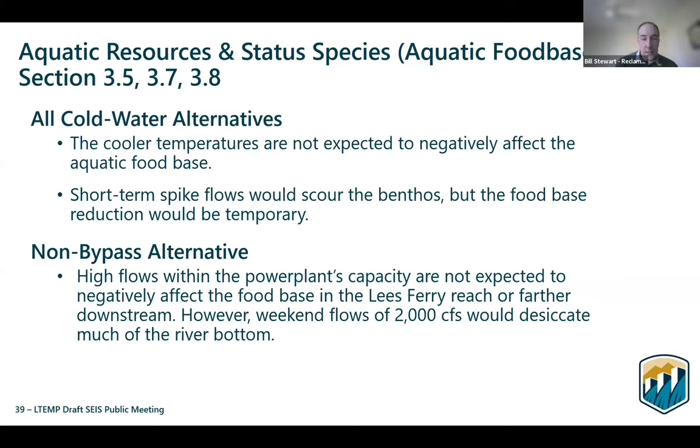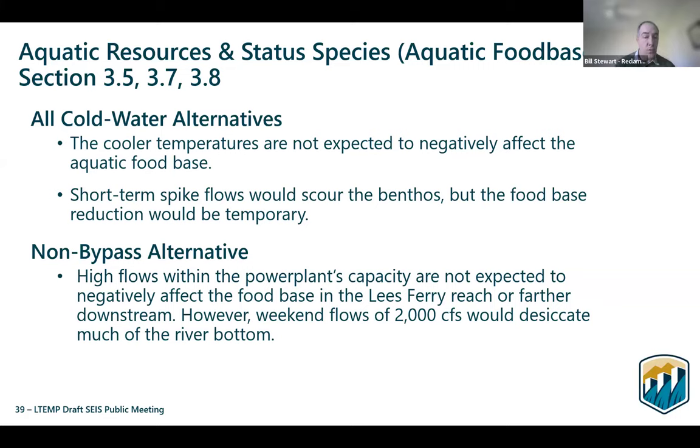Again, under this section related to aquatic food base, under all the cold water alternatives, the cooler water temperatures are not expected to negatively affect the aquatic food base. With those alternatives that included those short-term spike flows, the potential to scour the benthos, but the food base reduction would be temporary. For the non-bypass alternative, high flows within the power plant's capacity are not expected to negatively affect the food base in Lee's Ferry Reach or further down.